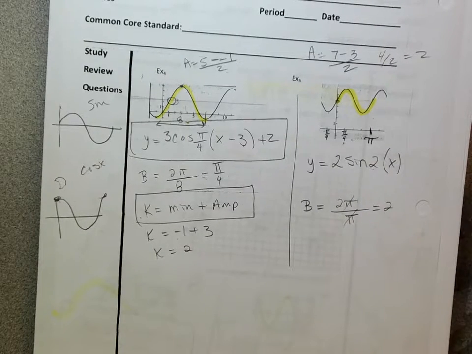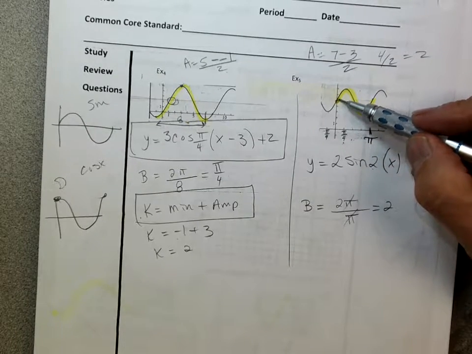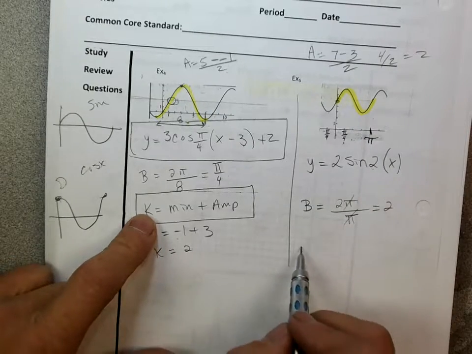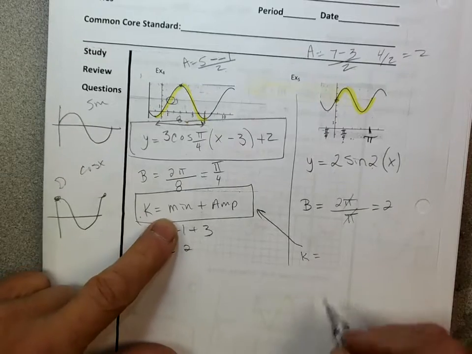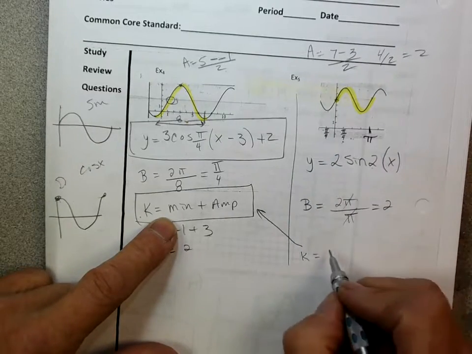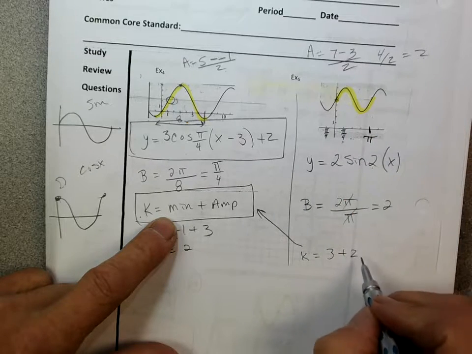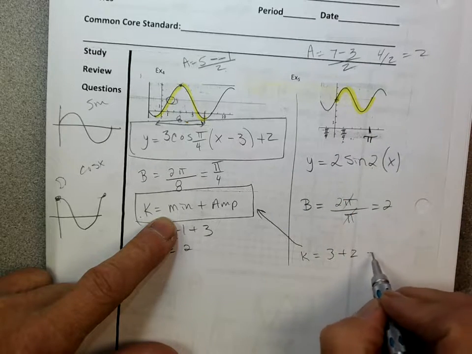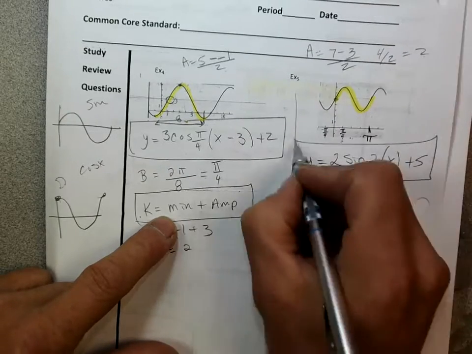But there was a vertical shift. In fact, this whole curve got moved up 1, 2, 3, 4, 5. But if you don't see the 5, I've got a little formula right here, right? Where K, which is the vertical shift, is equal to the minimum, which is our 3, plus our amplitude, which is 2, and so K is 5, okay? So I'm going to put my plus 5 here.